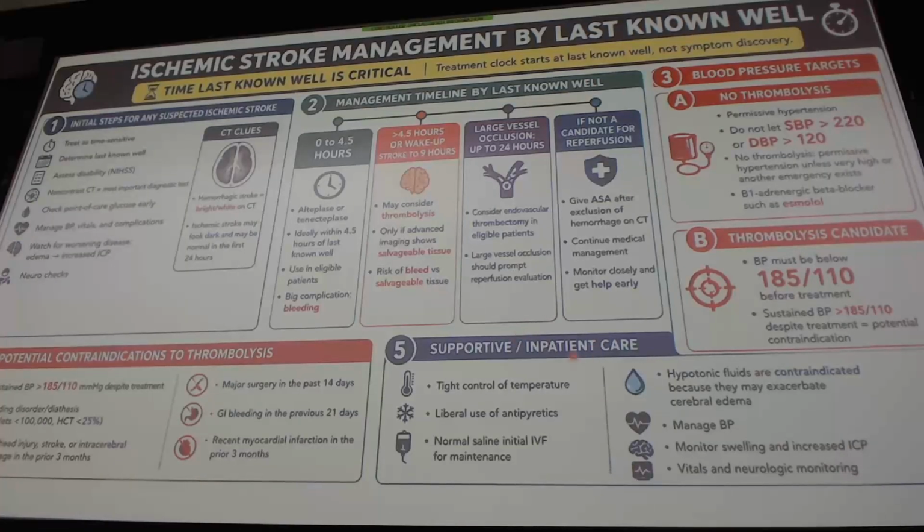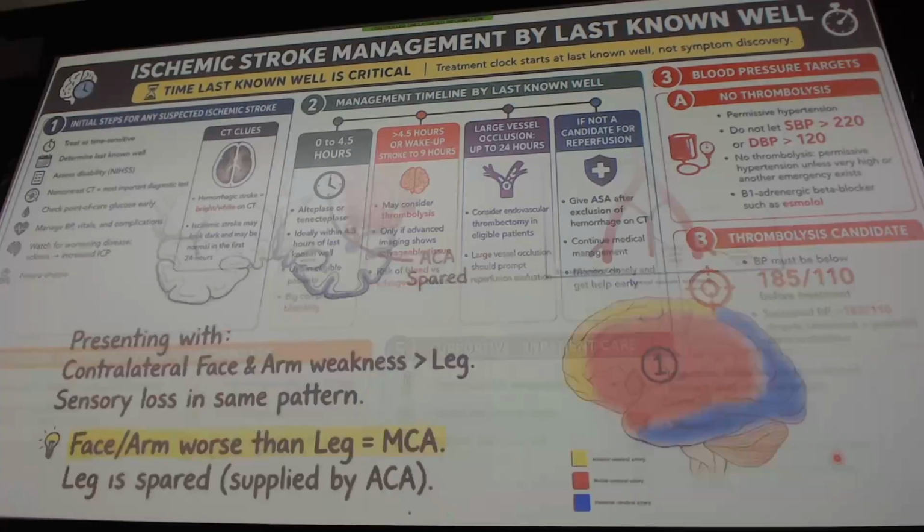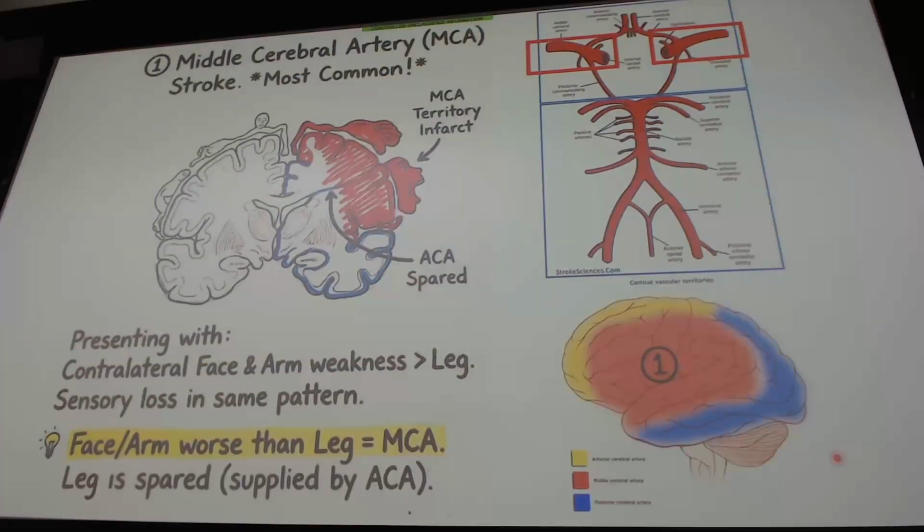And then lastly, the supportive inpatient care. We're controlling things. These are my people that we weren't able to do thrombolysis for, but we control the temperature, antipyretics, resus as needed, manage the blood pressure, and manage the increased intracranial pressure because we see a lot of swelling with stroke. We had a couple of different varieties of stroke. I'll just kind of go over these real quick to highlight the things that I will ask questions on.